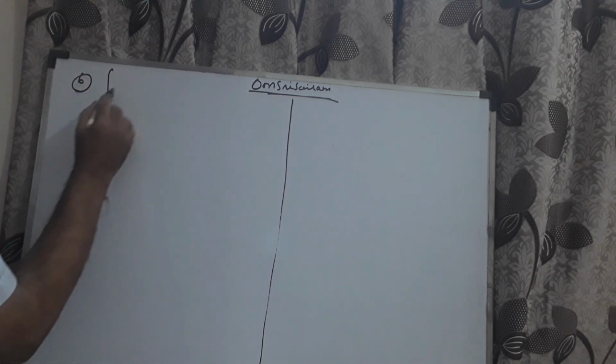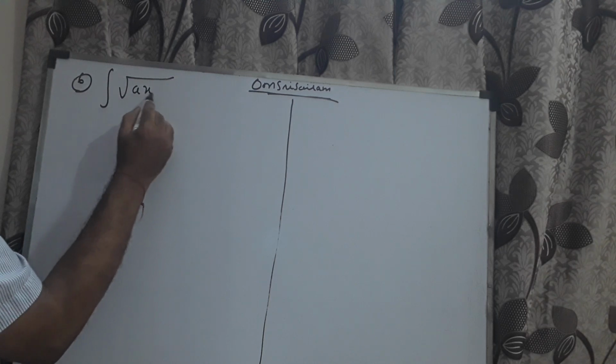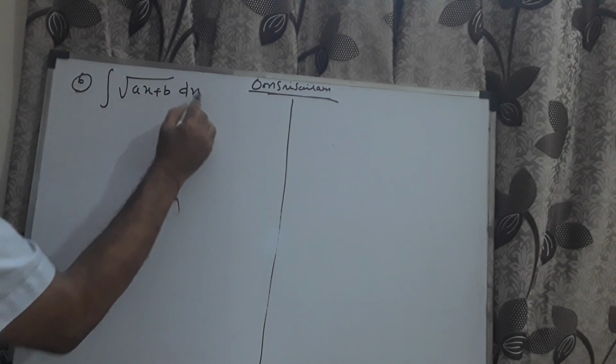In this particular video presentation, we'll do some more problems from exercise 7.2 of class 12 on integration from the NCERT textbook. We'll continue with the sixth problem, which comes under the substitution method. It goes like this: integral root of ax plus b dx.